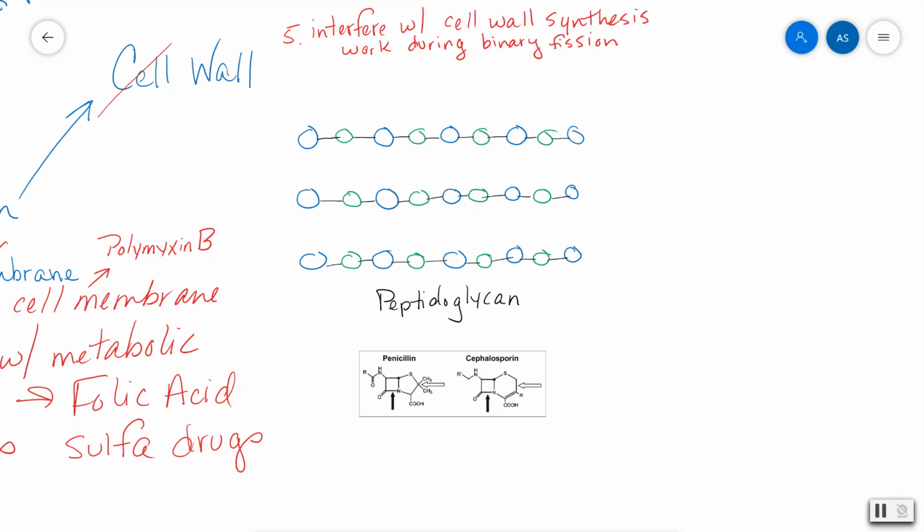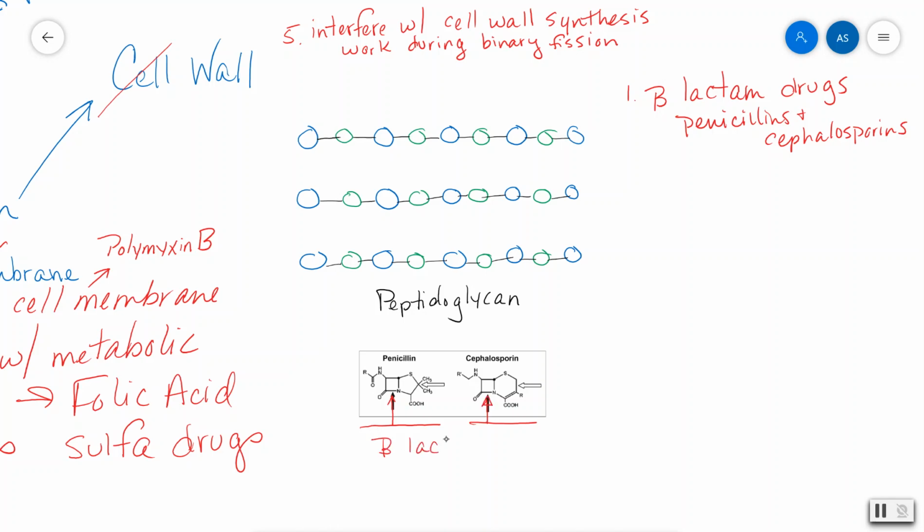And the first class of drugs discovered are the so-called beta-lactam drugs. And these are penicillins and cephalosporins. And down here we can see an example of penicillin, an example of cephalosporin, and these drugs are called beta-lactam drugs because this structure right here is called the beta-lactam ring. That is the active site of these drugs.